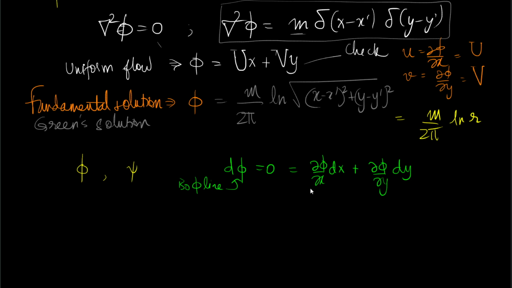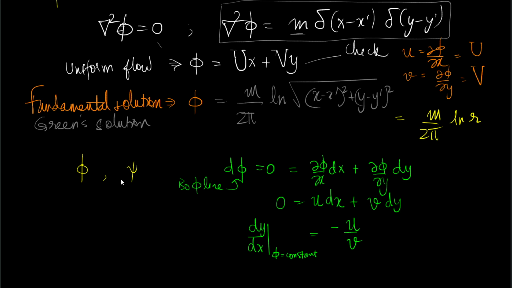And if it is equal to 0, so del phi del x will be equal to u. So this becomes u dx. Del phi del y becomes v. This becomes v dy, and this is equal to 0. So if this is true, dy by dx for phi equal to constant comes out to be minus u upon v.